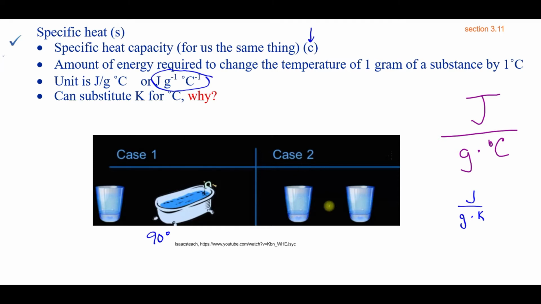Let's look at our second case. We have 2 cups of water, the same amount. This time I'm going to heat 1 cup to 50 degrees Celsius and the other to 90 degrees Celsius. Which one of these two is going to require the most energy? We would say the cup that we're going to raise to 90 degrees. Well, the bathtub takes more energy because it has more mass. So mass is going to be important, and it's also in our unit. And temperature is going to be important, and that is also in our unit.